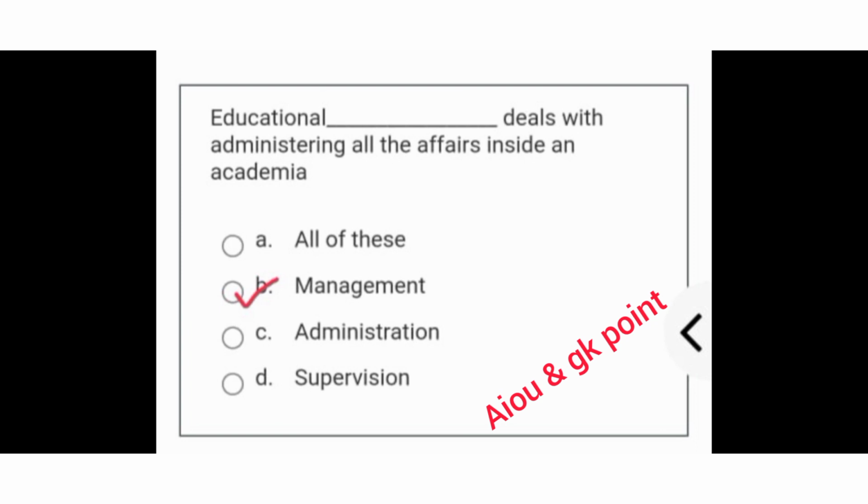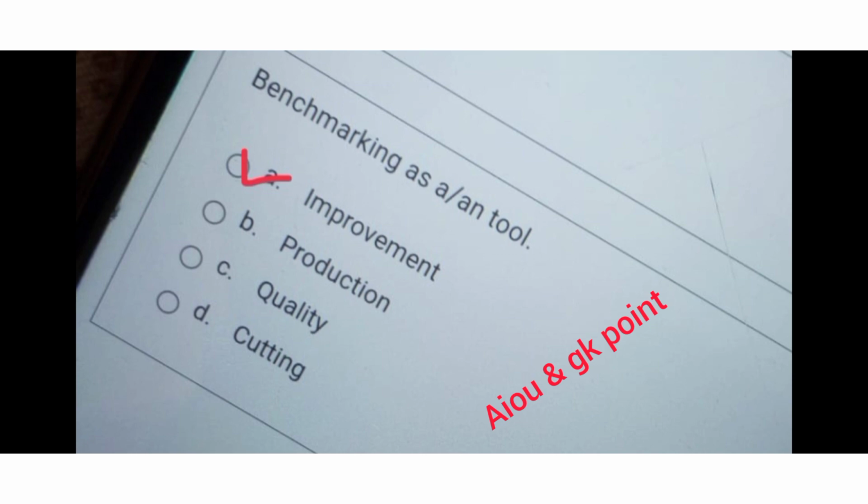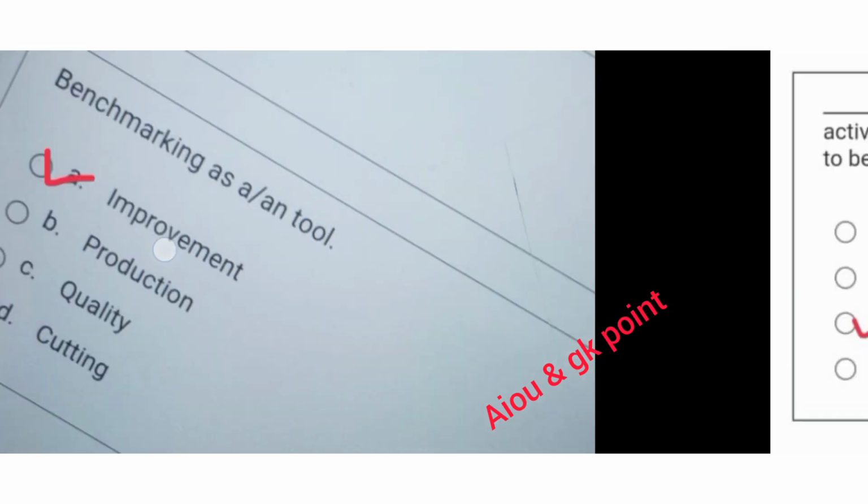Educational dash deal with the administering all the affairs inside a academia. Correct option B, management. The formula of action learning is. Correct option C, P is equal to L plus Q. Benchmarking is an tool. Correct option A, improvement.